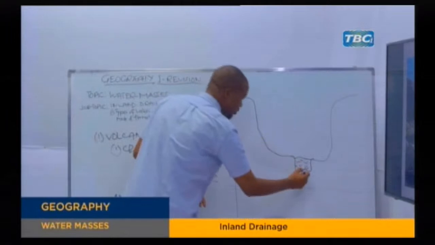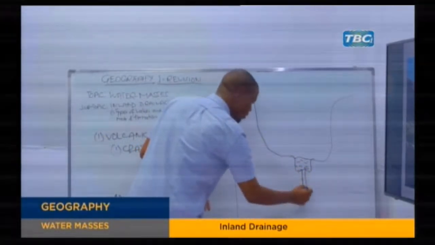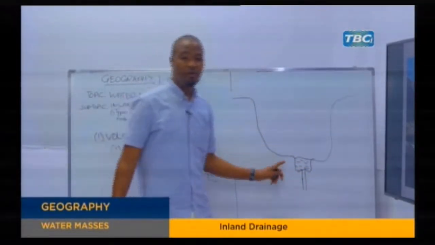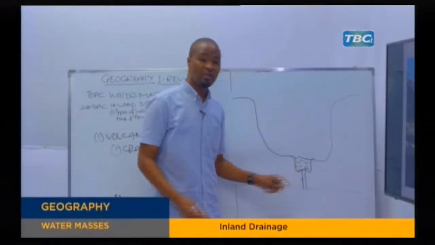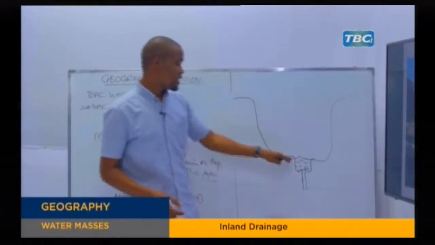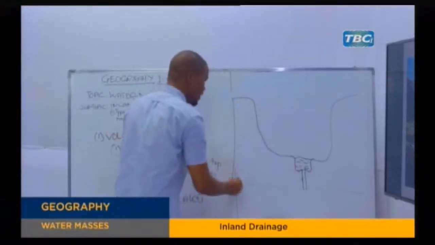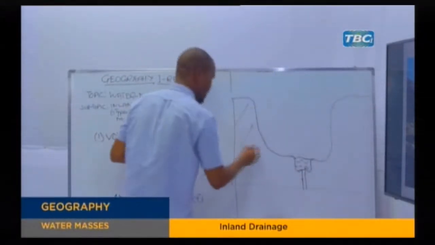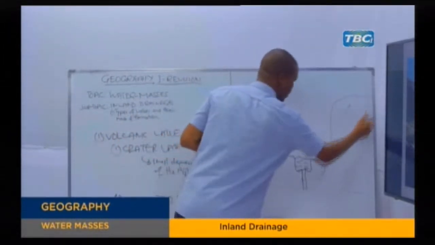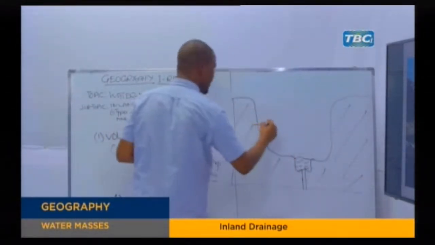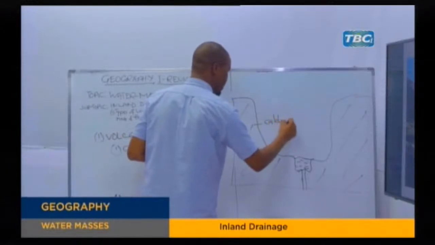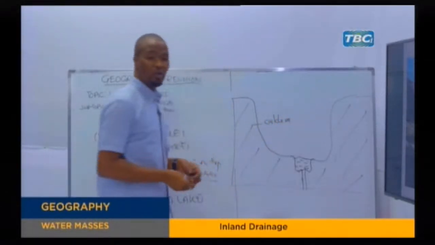Most of the time it occurs as a result of the bombardment of this part of the land. The bombardment of this part of the land caused by the volcanic eruption may leave a small depression inside this large area right here. Inside this large circular depression, we call it the caldera. An example is the Ngorongoro crater.